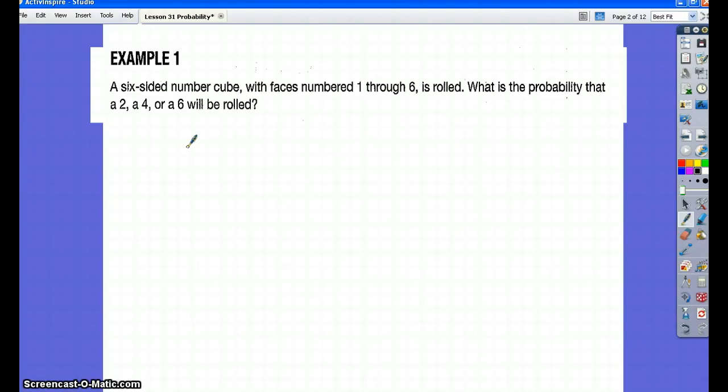So this first problem, a six-sided number cube with faces numbered 1 through 6 is rolled. What's the probability that a 2, 4, or 6 will be rolled? Well, going back to our formula, the probability equals favorable outcomes over total outcomes.